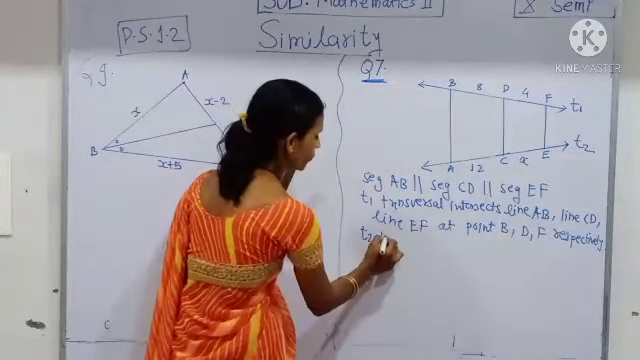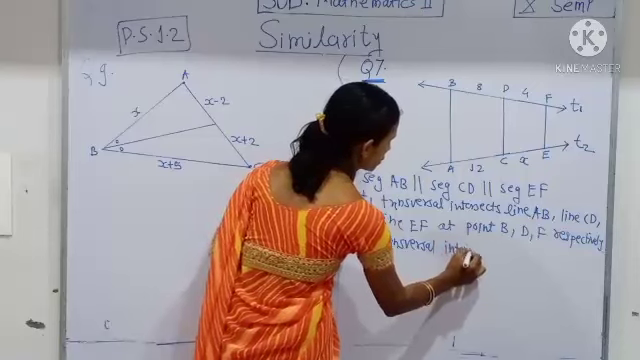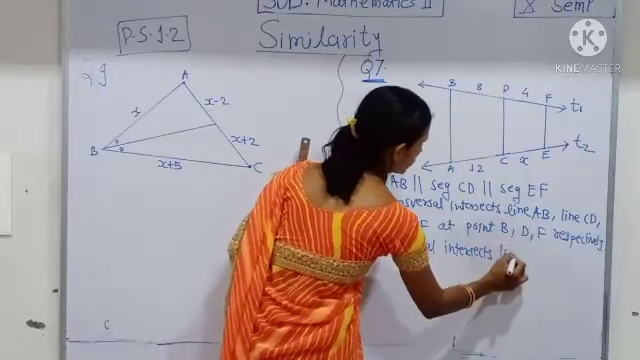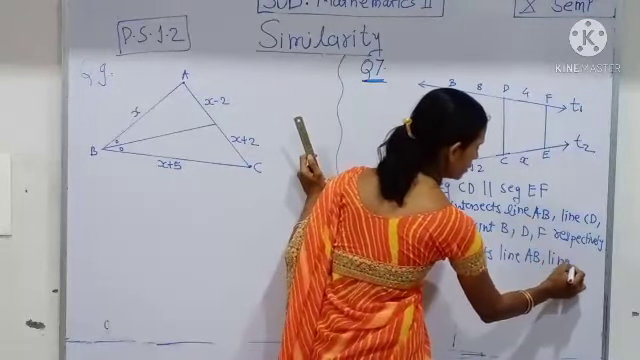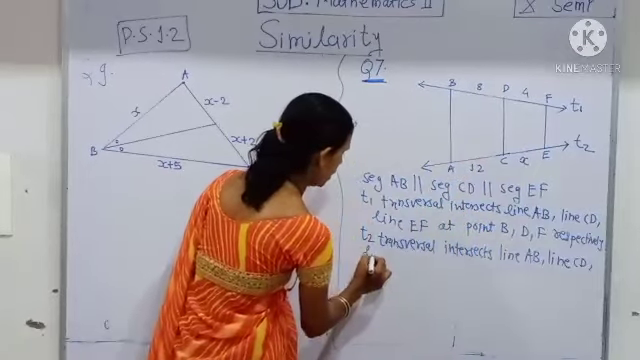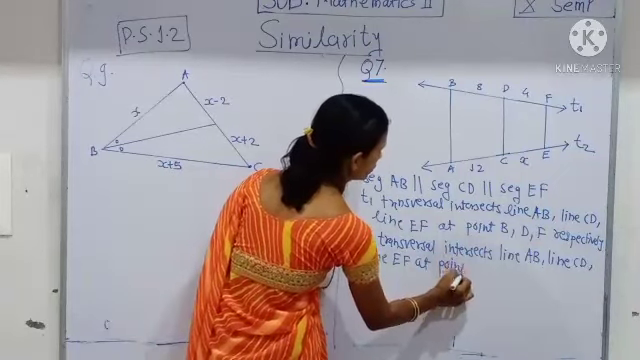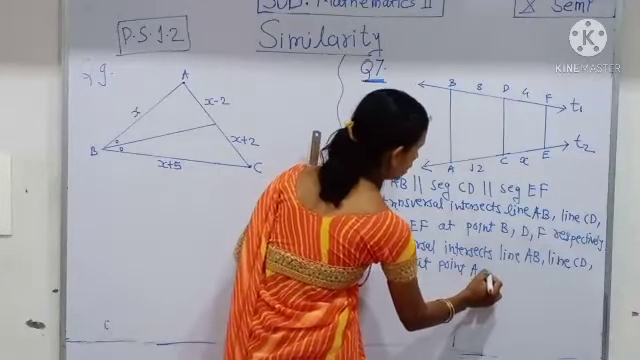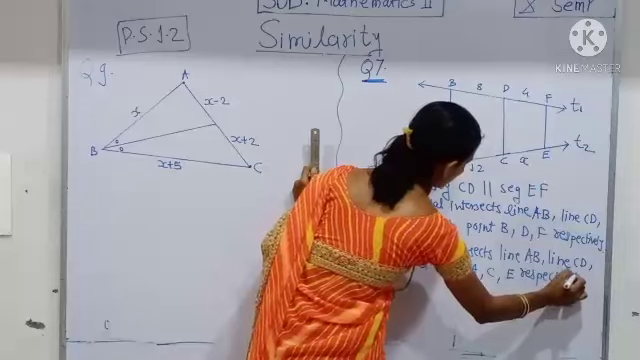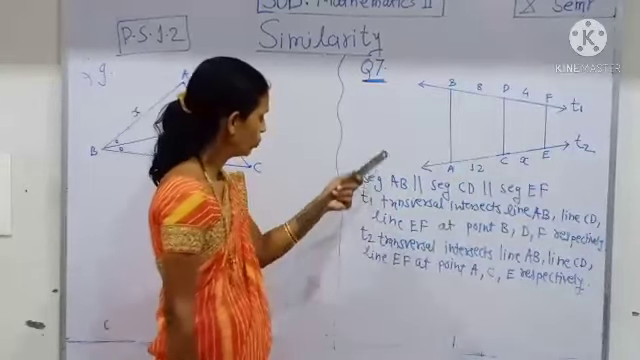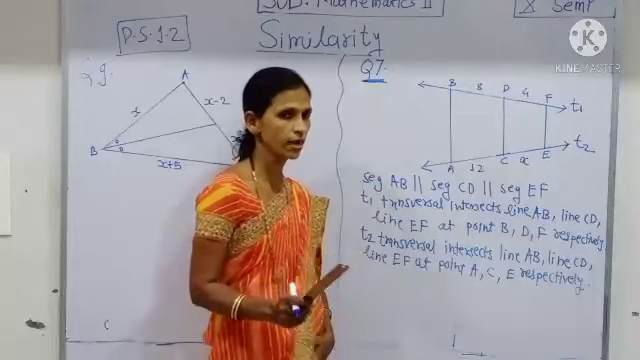Similarly, transversal T2 intersects the same line AB, line CD and line EF at points A, C and E respectively. Then we have to mention these given points while solving examples.